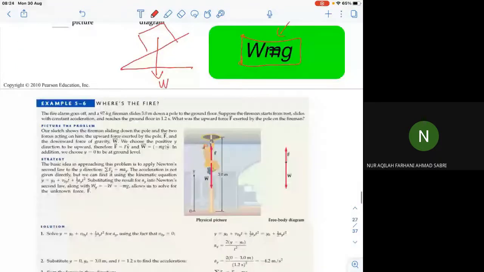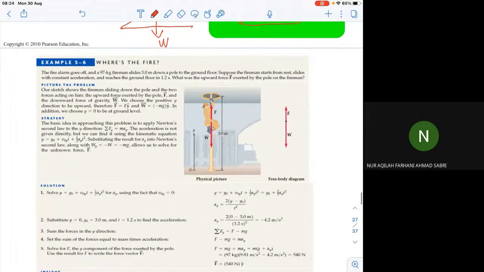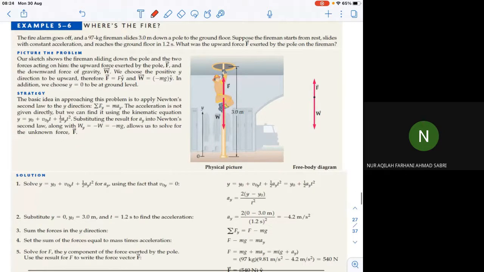All right, so let's look at some examples here. A fire alarm goes off and a 19.7 kilogram fireman slides 3 meters down a pole to the ground floor, right?